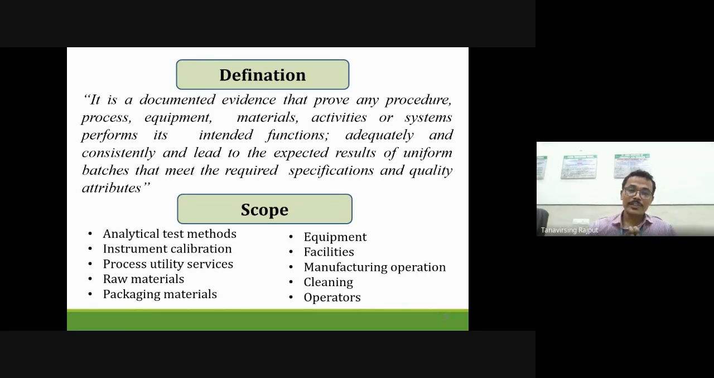Validation is related to the procedure. For example, any procedure is validated, any process is validated, any equipment is validated, or the material is validated, whether the raw material, the packaging material, any system, or any product. On the basis of process validation, we conclude the product validation.